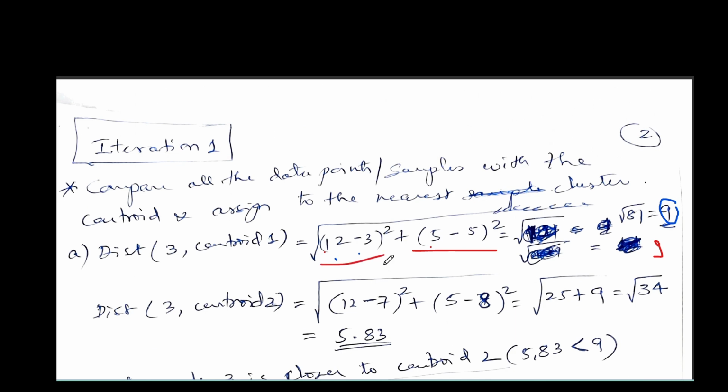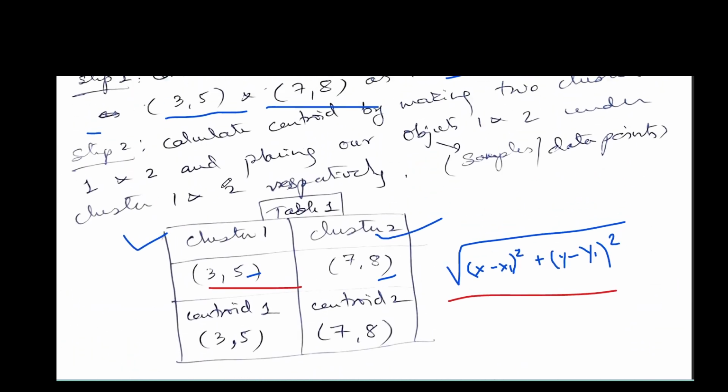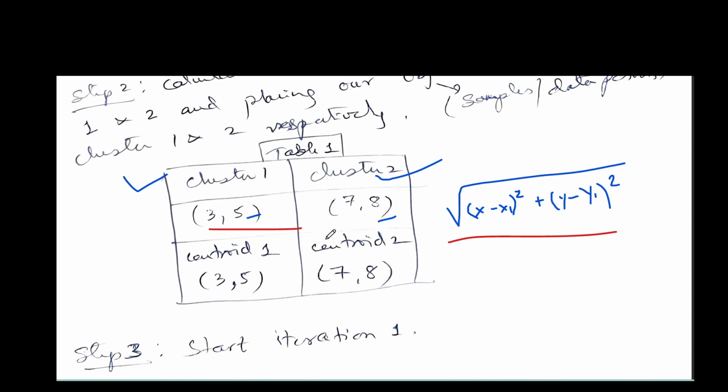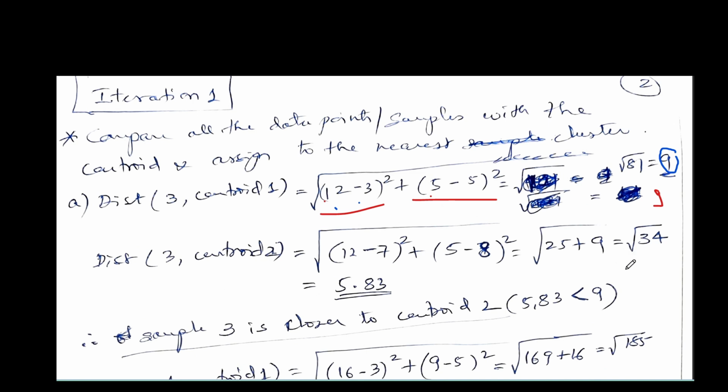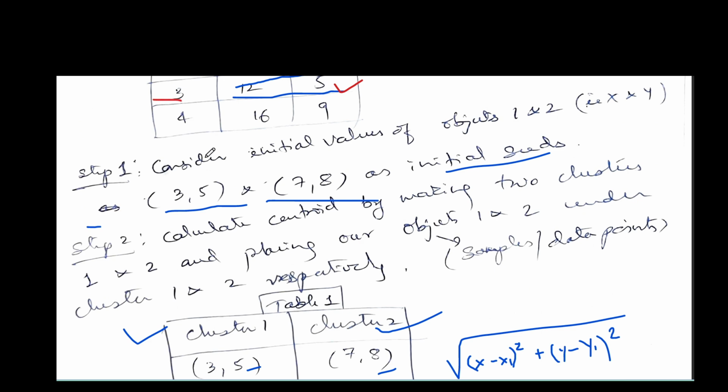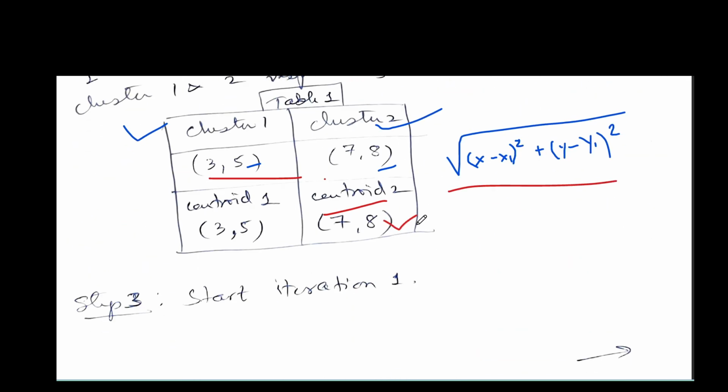You can see here. Now again using this point only, which is 12 comma 5, and centroid 2, we will use 7 comma 8. We got the distance as 5.83. Now out of 9 and 5.83, this is the smallest one. So hence sample 3 is closest to centroid 2, which is 7 comma 8.